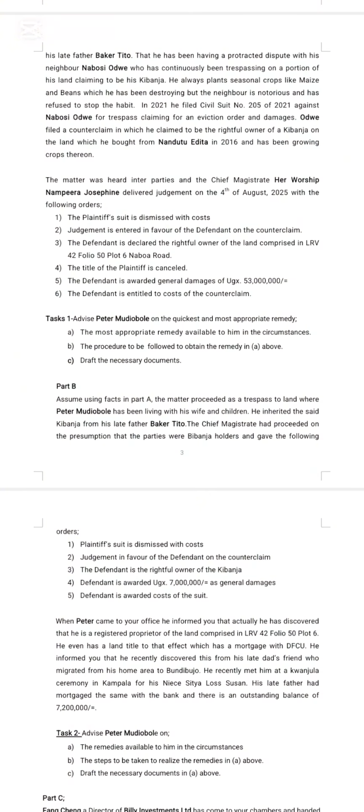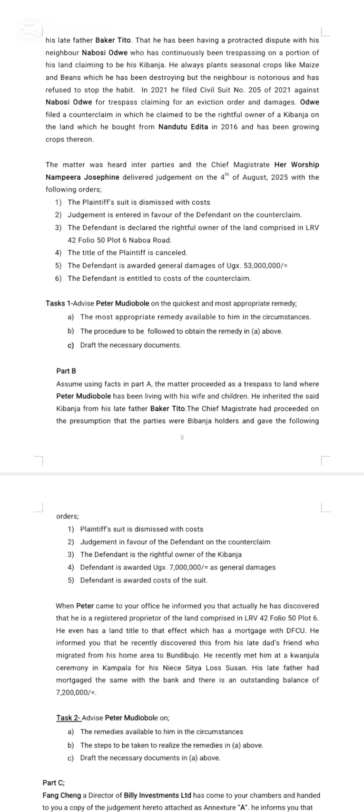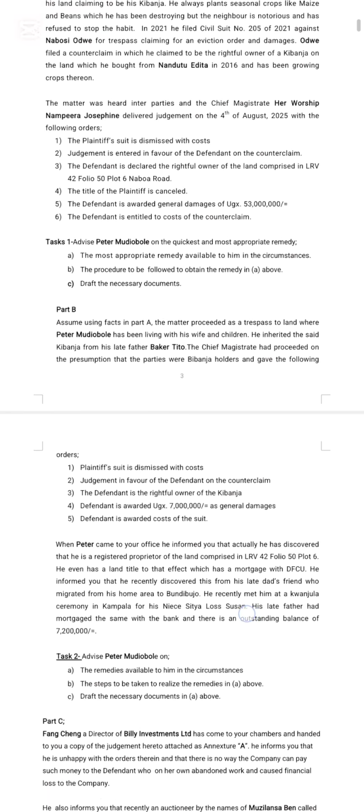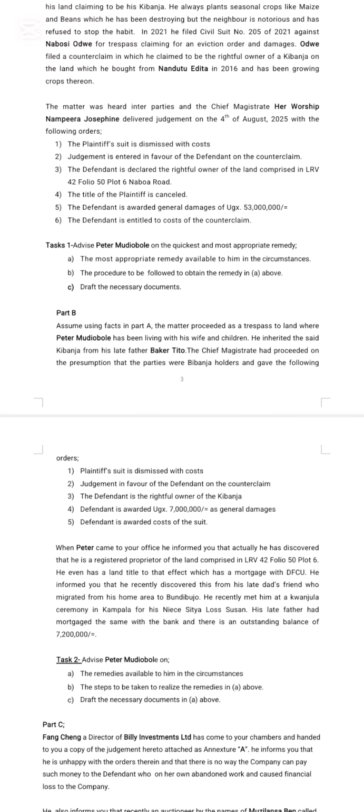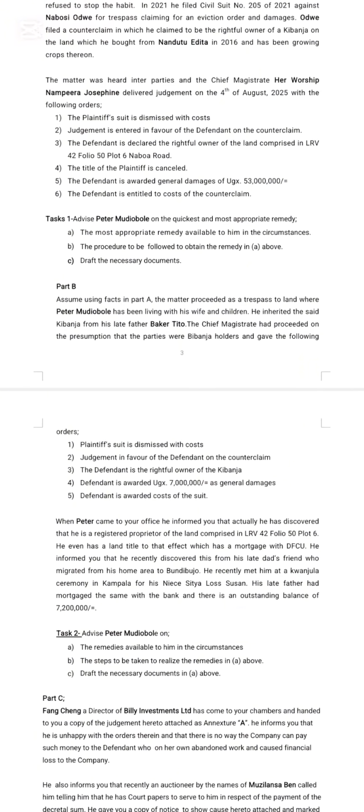In 2021, he filed a civil suit against Nambosi for trespass, claiming an eviction order and damages, and the defendant filed a counterclaim in which he claimed to be the rightful owner of the chibanja on the land, which he bought from Editor in 2016 and has been growing crops thereon. The matter was heard inter partes, and the Chief Magistrate, Her Worship Josephine, delivered judgment on the 4th of August 2025 with the following final orders.